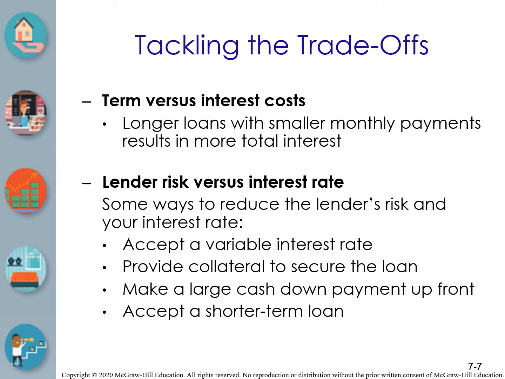So, lender risk versus interest rate risk, rather. Some ways to reduce the lender's risk and your interest rate: accept a variable interest rate. What that means is that we've already talked a bit about inflation. So in the presence of inflation, if you have a set interest rate, let's just say you've got a 5-year loan, and the 5-year loan is at 5% annual APR, right?